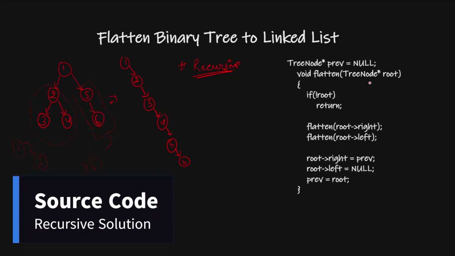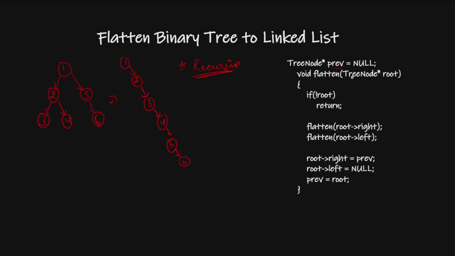So here, what I am doing is using this previous, which will store my previous pointer, and first of all, I will go to my right, then I will go to my left, and then I will make this link. So let's do a dry run to understand it. Right now I will call my root. Let's say this is function f and root is 1.